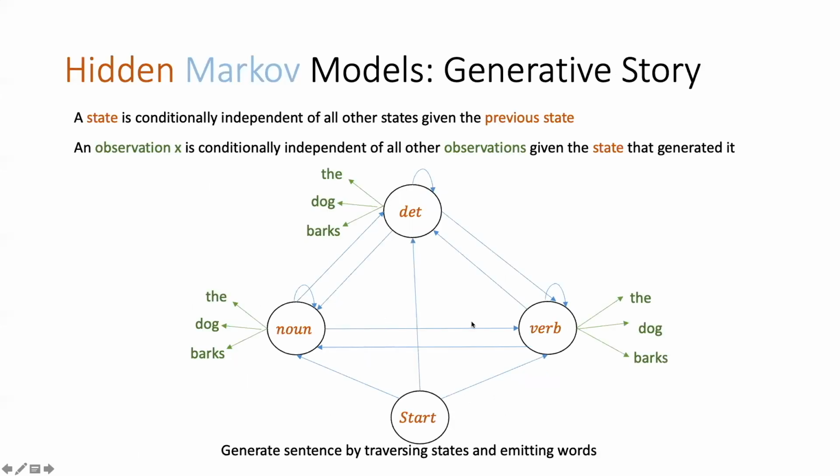Let's discuss how to generate a sentence using HMM. From the start state, we can visit any of the other states, either determiner or noun or verb, and emit the observation word, the, dog or barks, from the vocabulary, and then transition to another state, either noun or verb, or do a self transition to the same state. This is how we can generate a sentence using HMM in a generative way.